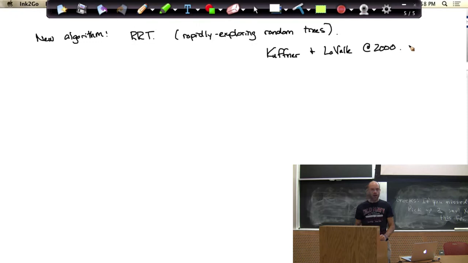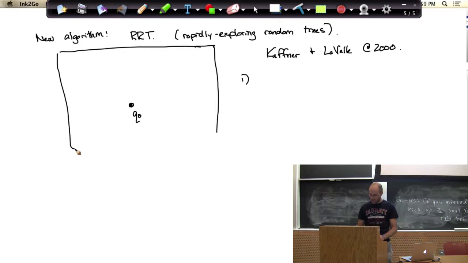You start off with some initial node. I'm going to call it the node Q, just to remember that we're not thinking about dynamic constraints yet. We're just thinking about, let's say, a configuration space search. So I've got some initial node Q0, and here's my slight modification for the algorithm. I'm going to pick a node at random in my space that I want to explore. On every iteration of the algorithm, I'm going to pick a random seed, call it Q random.